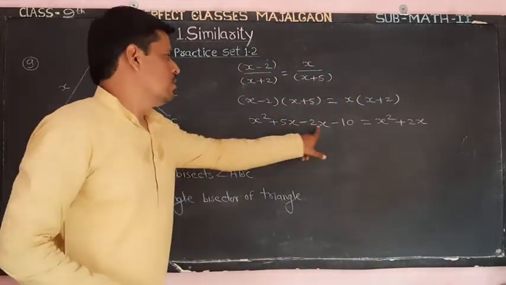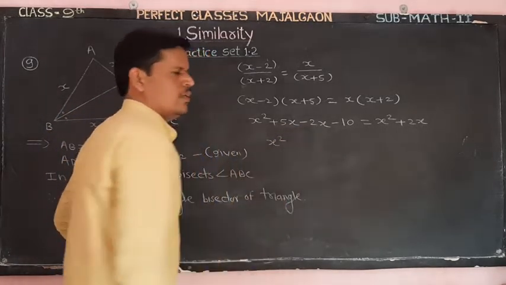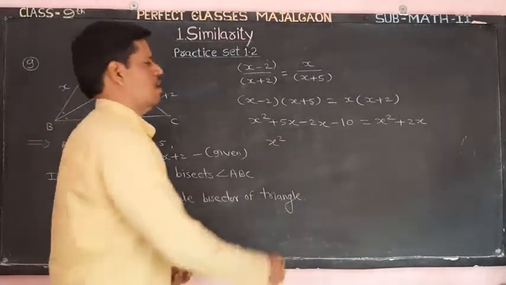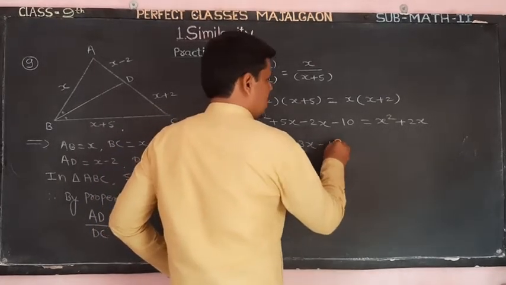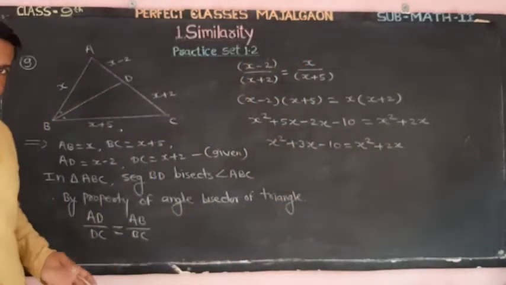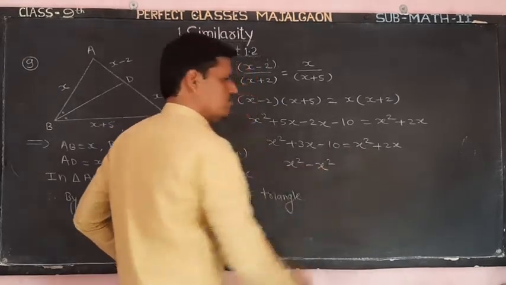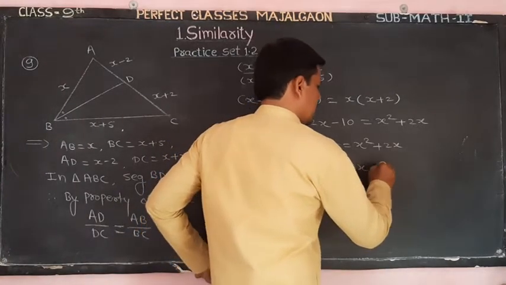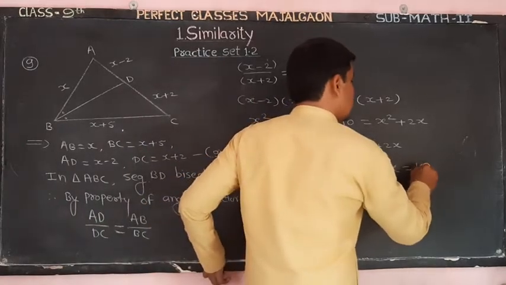Now, first we solve this. Here we get x square. The signs are different, therefore we get subtraction: 5x minus 2x, here we get 3x minus 10, equal to x square plus 2x. Now we take like terms. Take this x square to the left side. We get negative x square, plus 3x. Take this 2x and this 10 to the right side. Here we get positive 10.